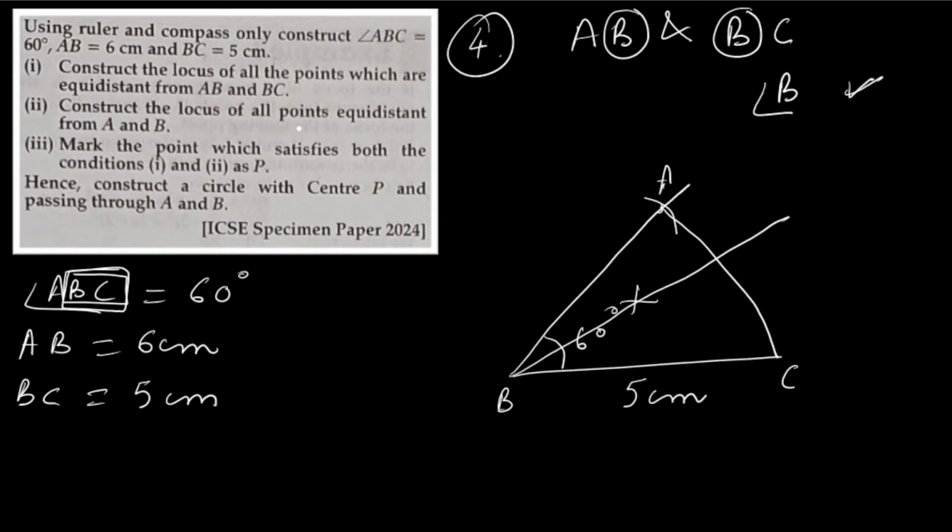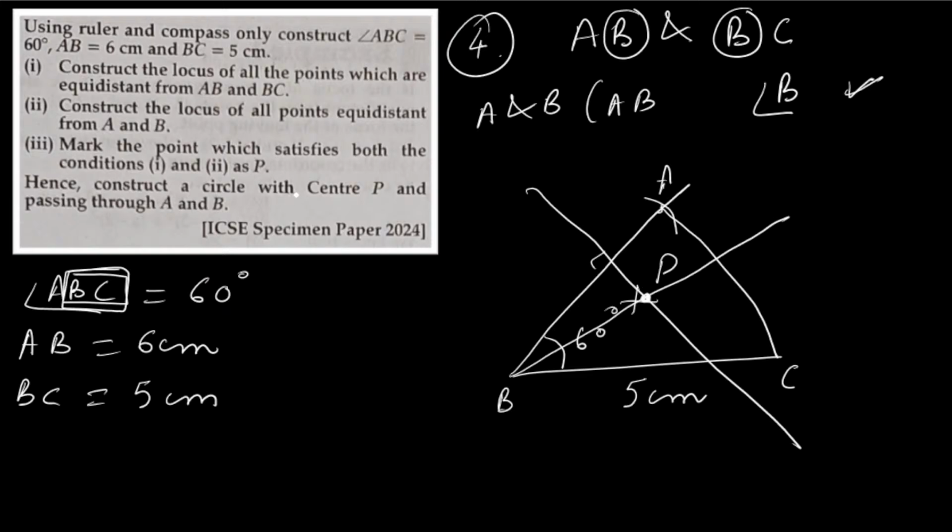Then we have to construct the locus of the points equidistant from A and B. Equidistant from A and B, we have to draw the perpendicular bisector of AB. Perpendicular bisector of AB will be like this. Mark the point which satisfies both. So their point of intersection we can mark as point P.